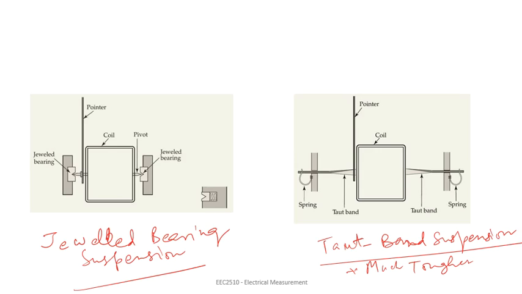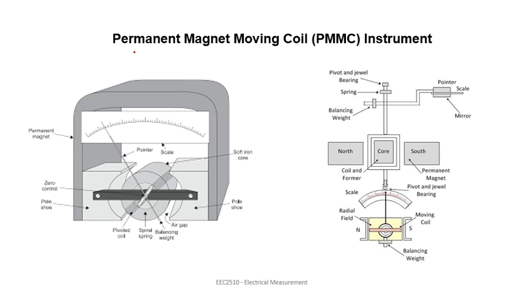Now come to the PMMC type instrument, that is the permanent magnet moving coil type instrument. This describes the construction of the PMMC type instruments. This is also called the D'Arsonval instrument, just after the name of the inventor. The main parts in its construction are the moving coil, the permanent magnet, and the pointer.